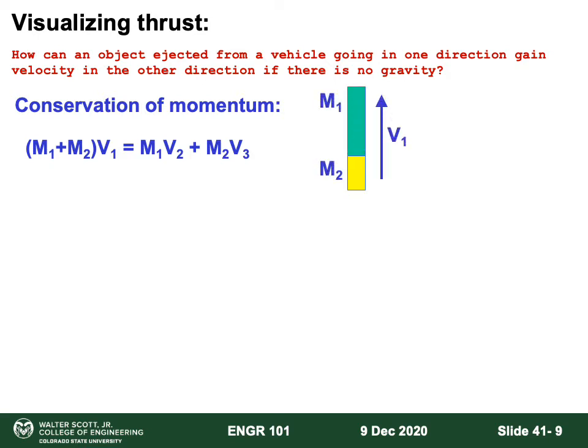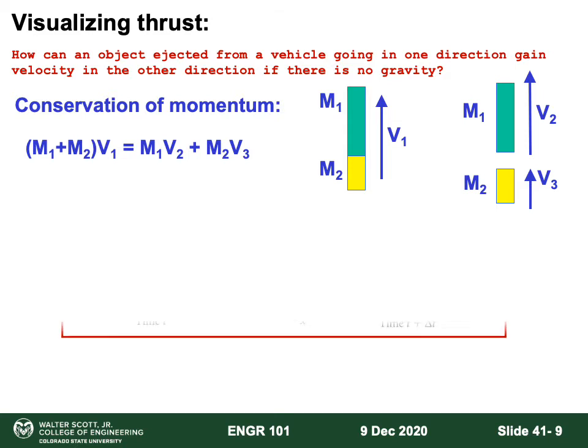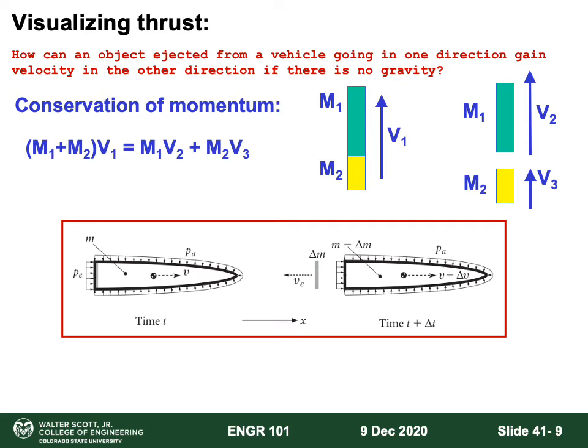But let's make this a little more visual. So when we start out, we have two masses. They are attached to each other, and they're moving at one velocity. At another point, the two masses are moving at a different velocity. And the way a rocket works is that mass 2 is being pushed out the back of mass 1. And that causes V2 to be greater than V1 and V3 to be less than V1. And it is this fundamental that is shown in this diagram.